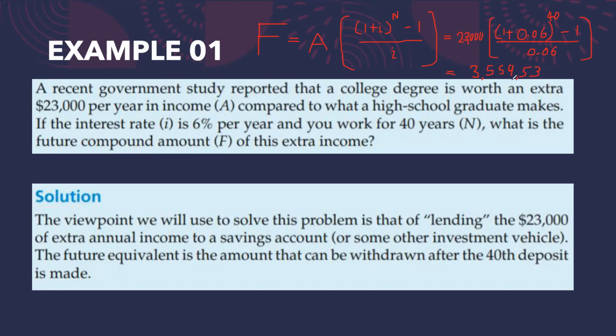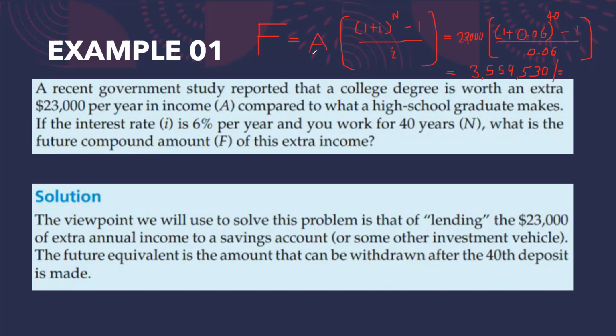3,559,530. So 3,559,530. This is the future compound amount of this extra income. Clear now? Is it clear now?